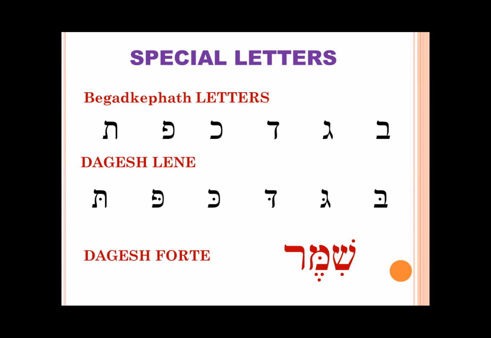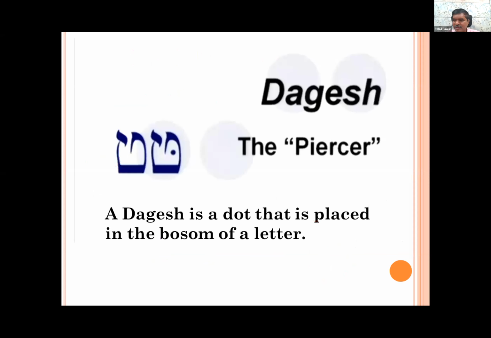Okay, sir. Okay. So already I told you, dagesh is the piercer. It is a dot that is placed in the bosom of a letter.